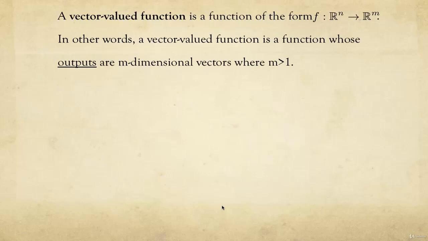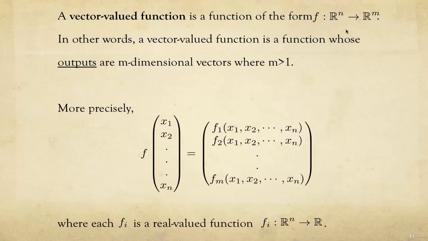A vector value function is a function where the outputs are vectors, where the dimension is bigger than 1. Again, it doesn't matter what the input is, as long as the outputs are vectors whose dimension is bigger than 1, then that is a vector value function. So for example, here's the formal form of this. The input is a vector in Rn, but again the output is what matters. This output is a vector of dimension m.